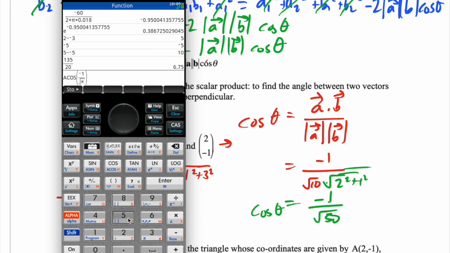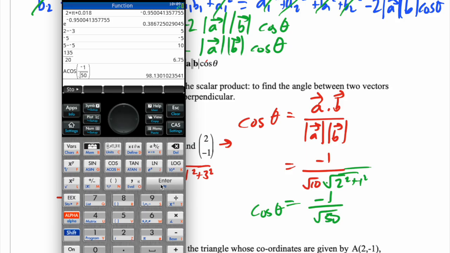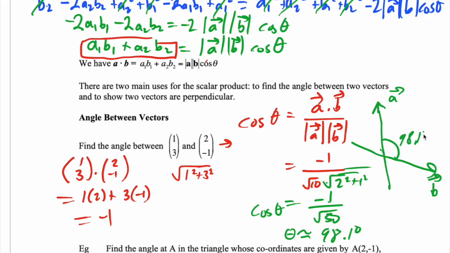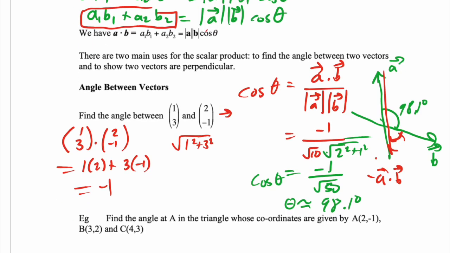Oops, I did 0.550. Okay, 98.1. So theta is 98.1. So if I draw the A and the B, and the vectors matter, they're going to be slightly more than a 90-degree angle, right? Okay, this is A, B, and then you get 98.1. Now if you did negative A dot B, then actually you would get this angle. You get a totally different angle, but that's something for another day.